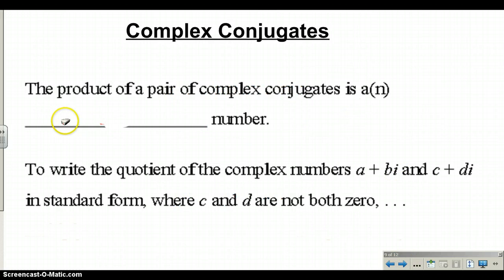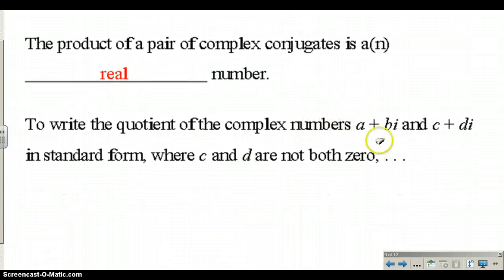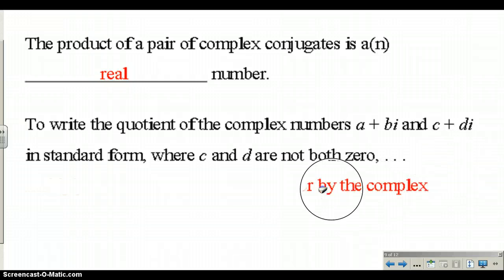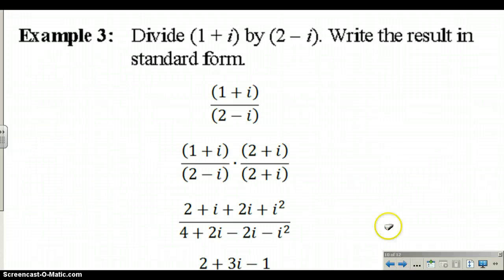Next, let's look at some complex conjugates. The product of the conjugates is always going to be a real number. To write the quotient of complex numbers, such as a plus bi and c plus di, we are basically multiplying the numerator and denominator by the complex conjugate of the denominator. I think most of you have seen this already. I believe this is part of Algebra 2, but we're going to just refresh before we go into more graphing with this stuff. So let's take a look at an example here.